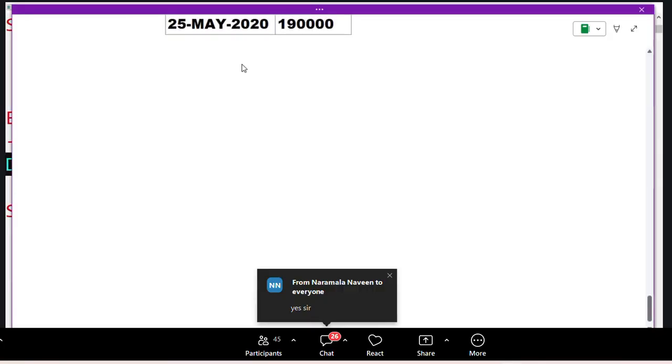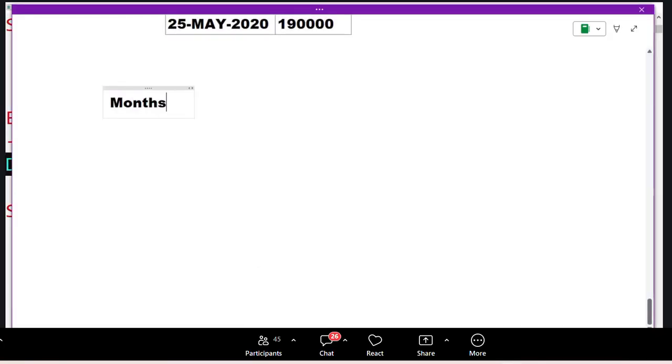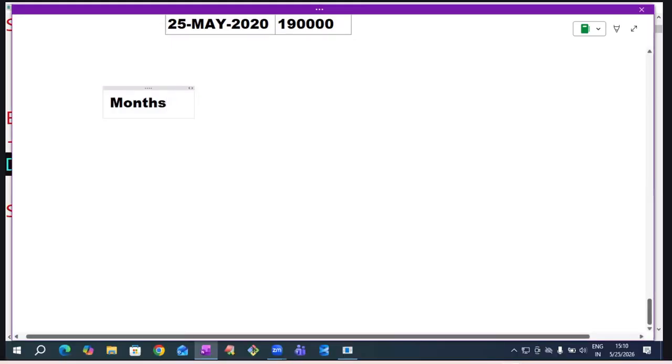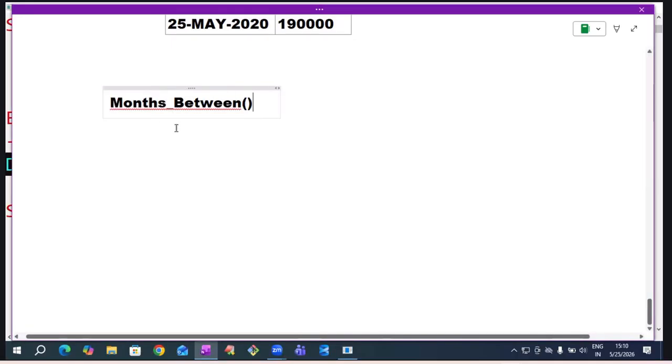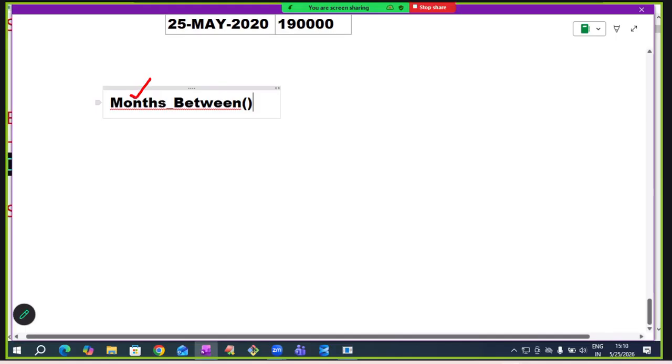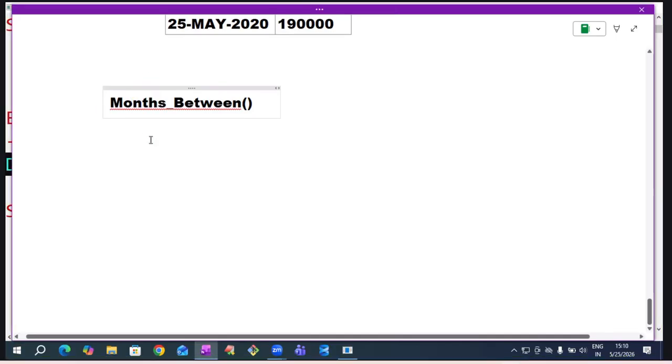To find the difference between two dates, we use it. The name gives the meaning: between means it is finding some gap. It is finding the gap between two dates in the form of months. So months between two dates, it is finding.